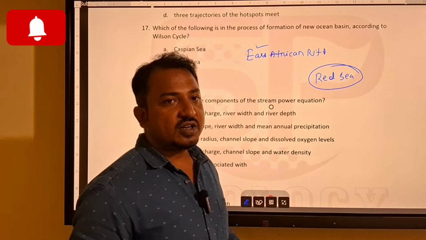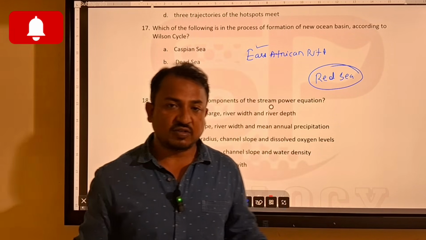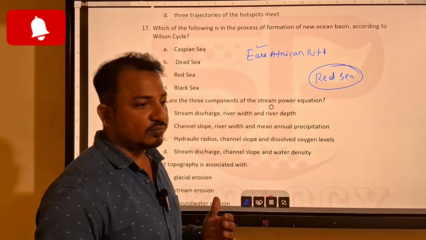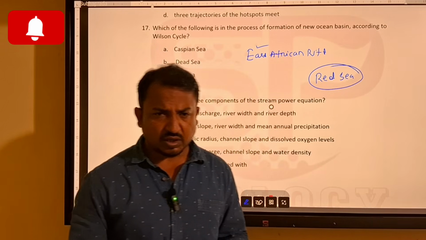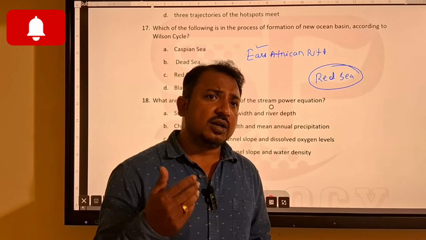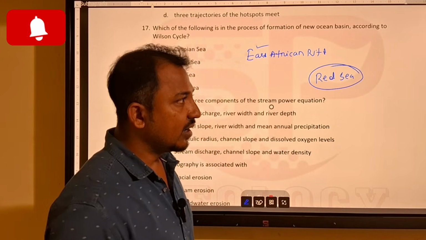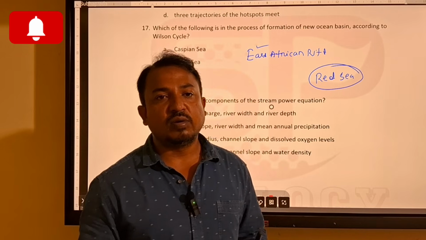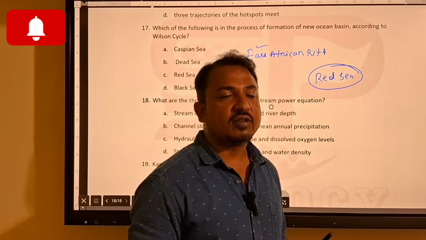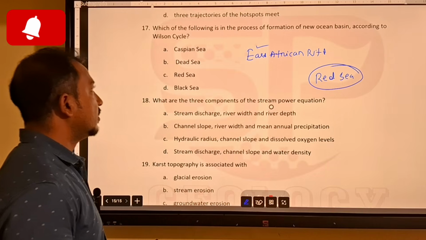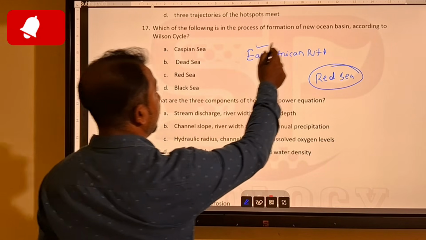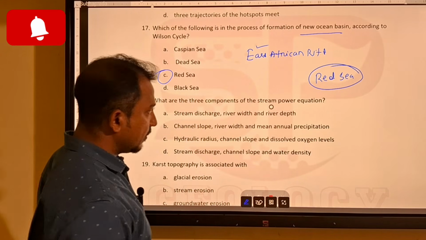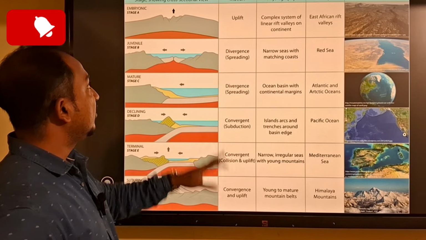Then this sea will gradually enlarge because of diverging of the plates. Then that will produce an ocean, the example being the Atlantic Ocean. Then that ocean is gradually destroyed by converging, the example being the Pacific plate. The last stage is where the ocean is completely destroyed and produces a mountain, the example being the Himalaya. So which of these is the new ocean basin by the Wilson cycle? That is the Red Sea. These are the different stages of the Wilson cycle.